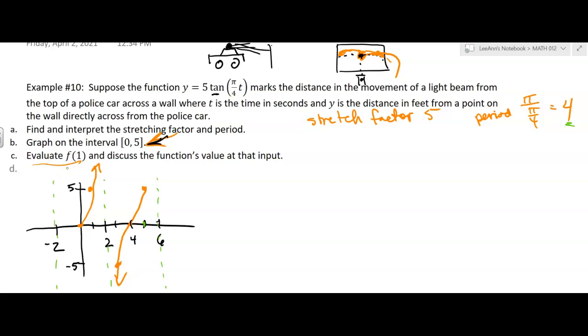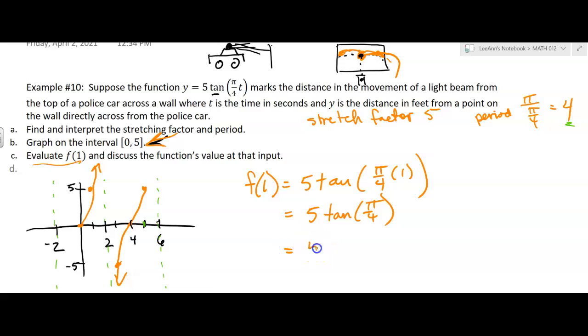Evaluate f of 1. Well, you can do this. You could plug in f of 1 equals 5 tangent pi over 4 times 1. You don't really have to do that because you could read it off the graph, right? But it's not a bad idea to double check. So 5 tangent pi over 4. But we know the tangent of pi over 4 is 1. So 5 times 1, which is 5. So discuss the function's value at that input.